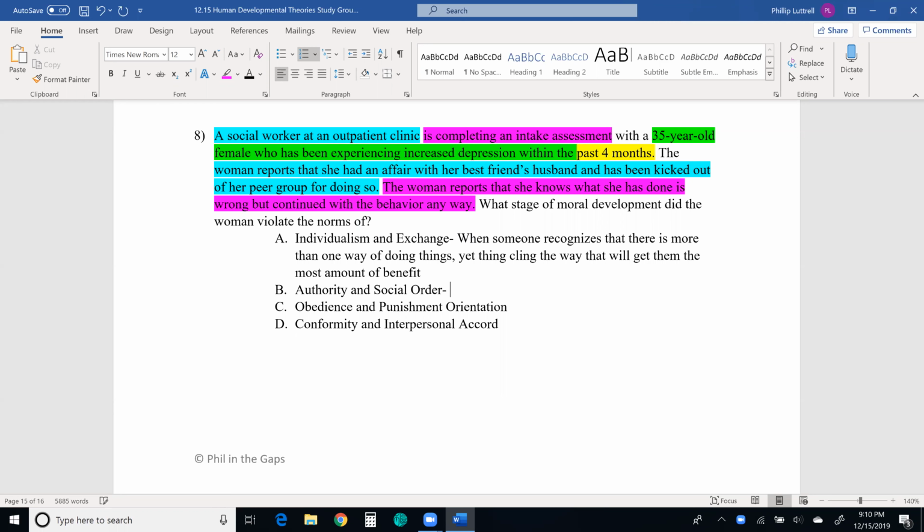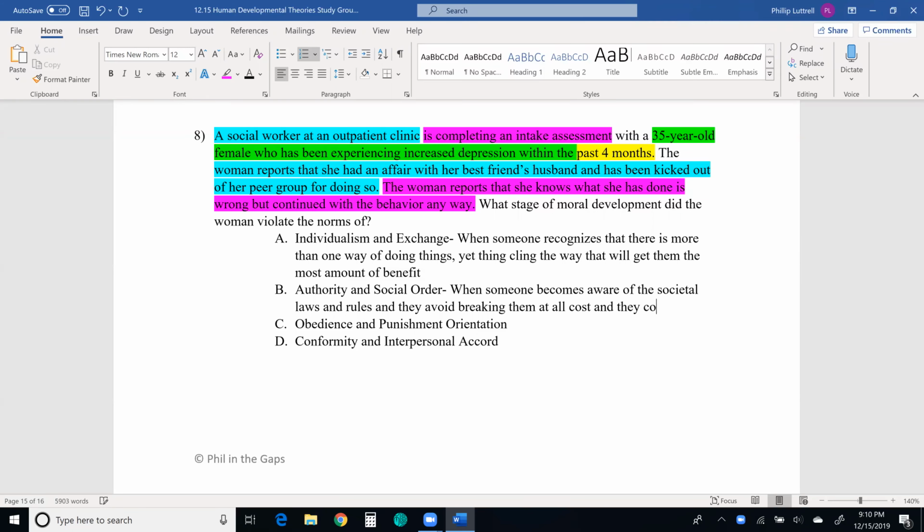Authority and social order. When someone becomes aware of the societal laws and rules, and they avoid breaking them at all cost, and they conform to their social group.